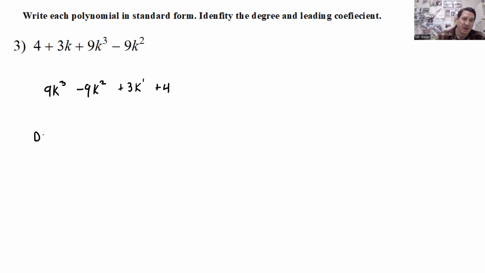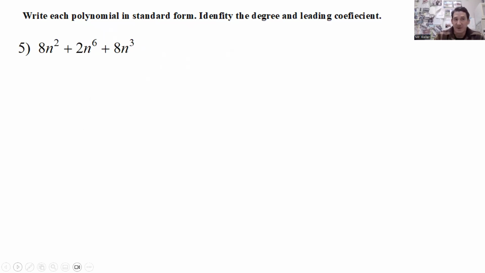The degree, again, the largest exponent is the degree. The leading coefficient is just the number in front, 9. One more example. So find the largest exponent. So it's going to be the 6. So the 2n to the 6 goes first, plus 8n to the third goes next, and then plus 8n squared. So biggest exponent, and then the exponents get smaller. The degree is just the 6. The leading coefficient is the 2.